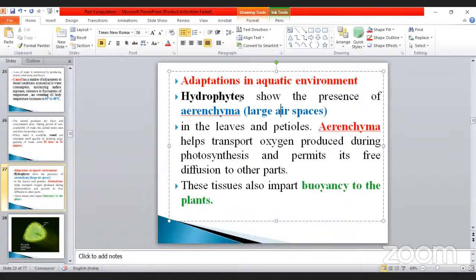Here, hydrophytes, how do they live? There is a specialized tissue present in them, called parenchyma. The parenchyma is nothing but large air spaces between the cells. The air space is filled with air. So due to these conditions in the leaves and petioles, parenchyma helps to transport oxygen produced during photosynthesis and permits its free diffusion to other parts.